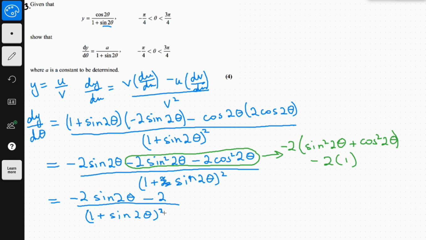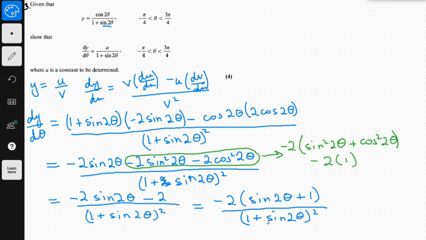Now again, we can take negative 2 out as a common factor, so we'll have negative 2, and then sine 2 theta plus 1, and then in the denominator 1 plus sine 2 theta whole squared. Now sine 2 theta plus 1 and 1 plus sine 2 theta are the same thing, so we can cancel them out. So this one goes into 1 and this one is cancelled. So we will be left with negative 2 over 1 plus sine 2 theta.